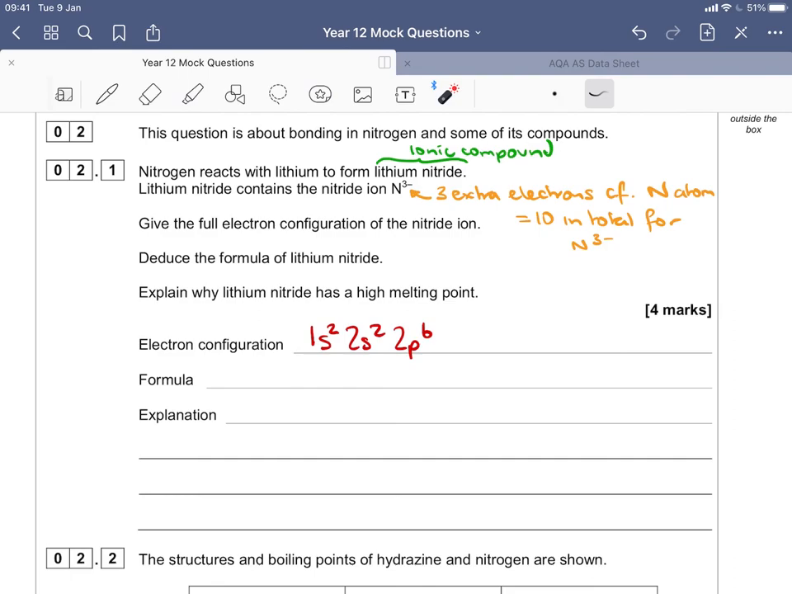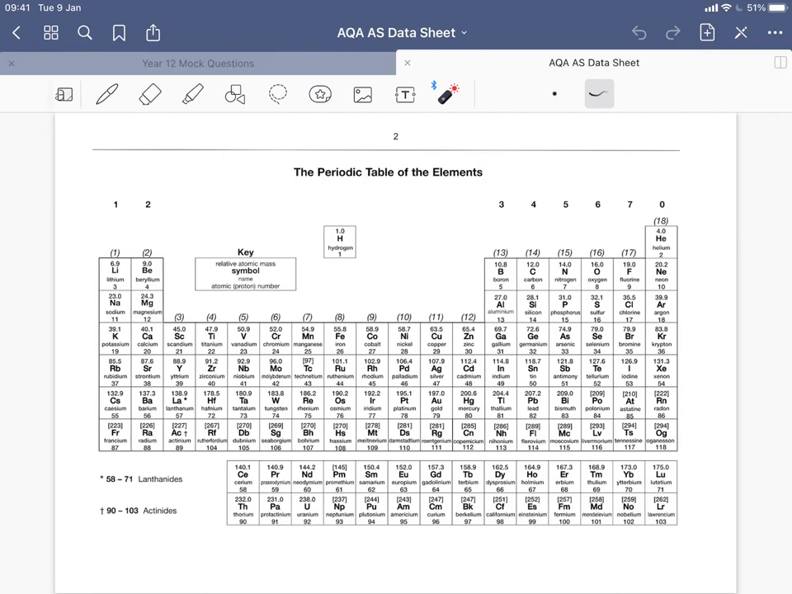Then it asks us for the formula. So, these questions so far are very much relying on GCSE knowledge and then perhaps a little bit of A-level on top. But this question here, we should have been able to work out if we were secure in our GCSE knowledge. So we know it's an ionic compound.